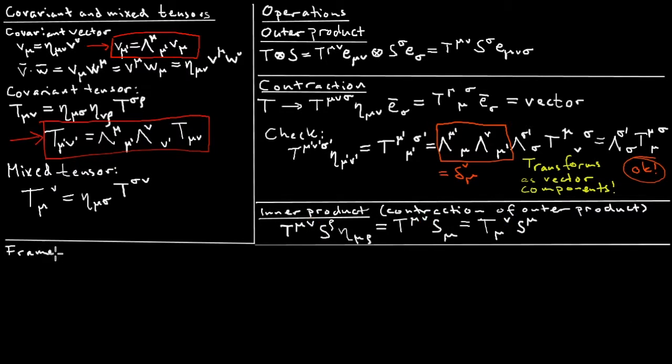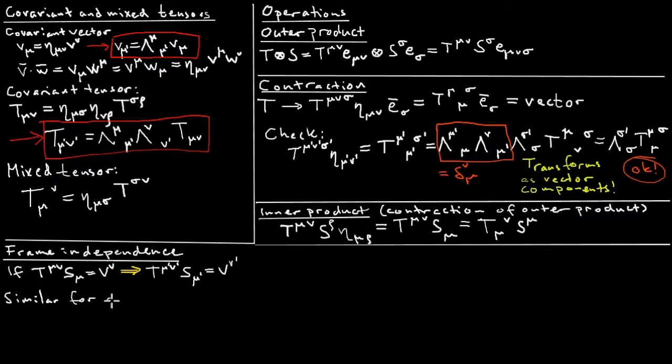An important feature of equations involving the components of tensors in any given frame is that the form of the equation does not depend on the basis we have chosen. If t mu nu s mu is equal to v nu in the unprimed frame, then t mu prime nu prime s mu prime is equal to v nu prime in the primed frame. This is true for equations with any number of free indices. But in particular, when there are no free indices, we have a tensor of rank 0, which is just a scalar, a number that takes the same value in all bases.